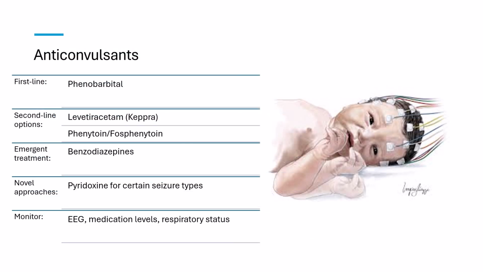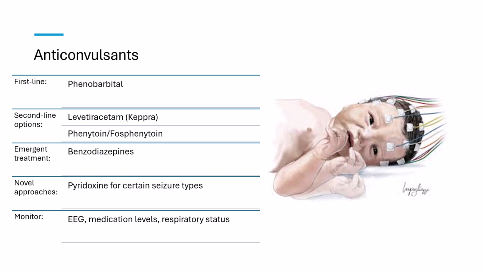Anticonvulsants appear regularly on the exam. Phenobarbital remains the first-line agent for neonatal seizures, despite its limitations. Second-line options include levetiracetam (Keppra) and phenytoin/fosphenytoin. For emergent treatment, benzodiazepines like lorazepam may be used, but they're not ideal for ongoing seizure management in neonates.